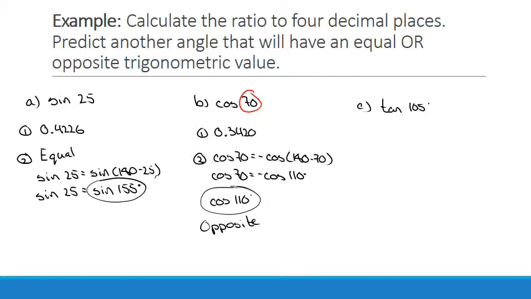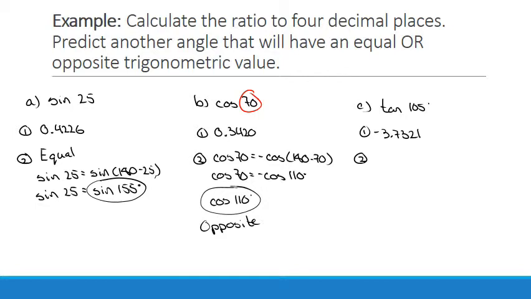So now back to C. The first thing I have to do is calculate. Tan 105 is negative 3.7321. Again, I'm not memorizing that. That's not mathemagic, that is me just using a calculator.